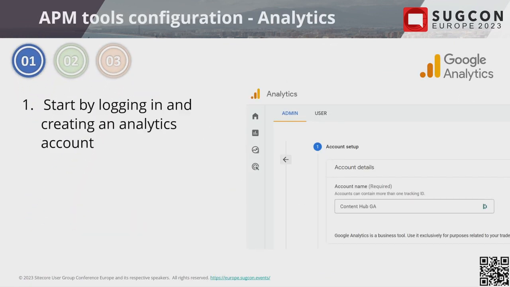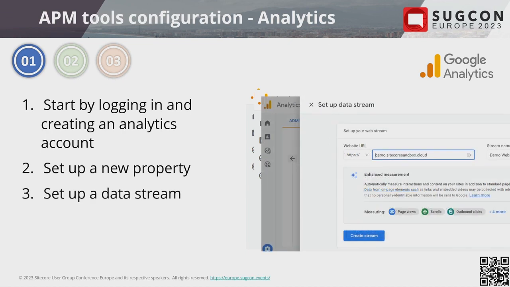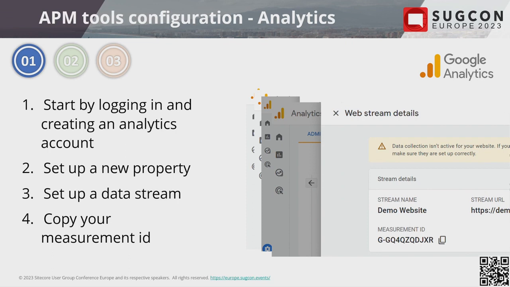So briefly here, what we're going to talk about, we're going to start with analytics. Some people have done it, some people haven't, but the idea is you go to Google Analytics, you set up a new account, you set up a new container and a new property, and then you set up your data stream, and then it gives you a little measurement ID in the bottom corner.